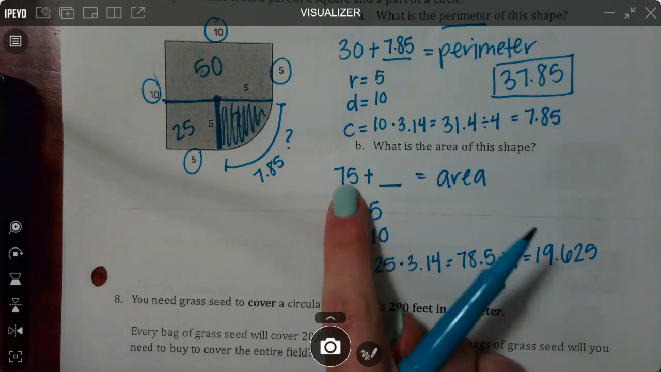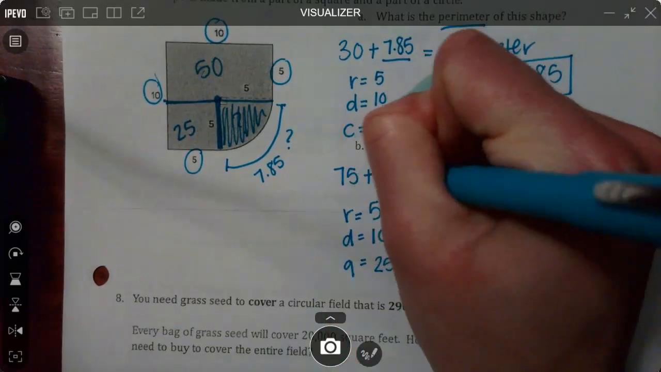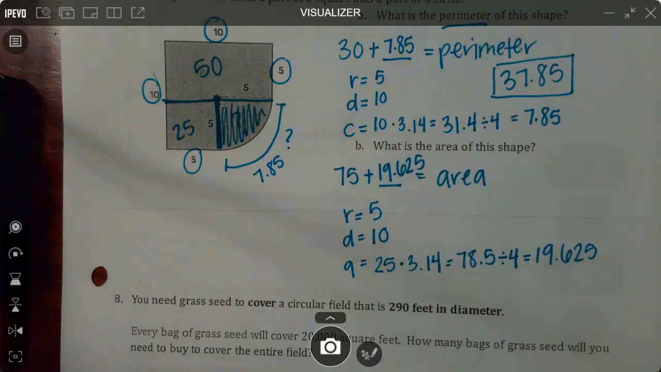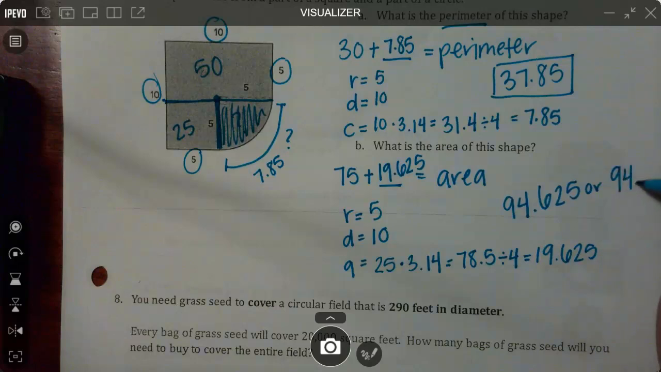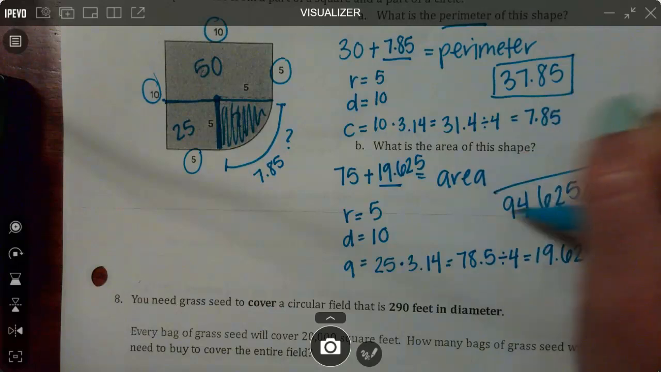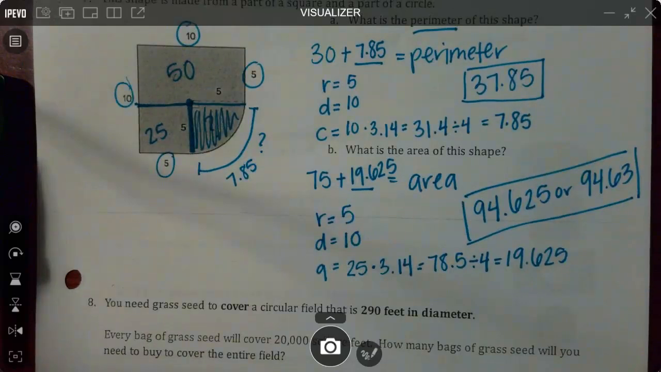So now I just need to add that to my 75. So 19.625. When I put those together, I get 94.625, or if you want to round it, you could say 94.63. I would take both of those as correct.